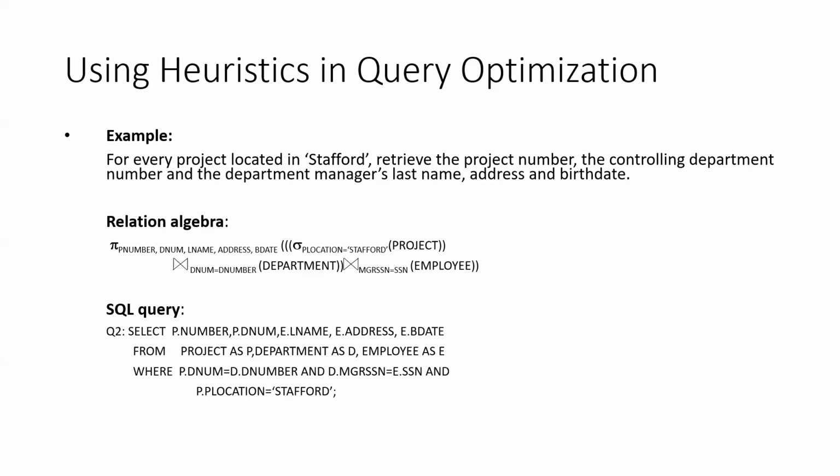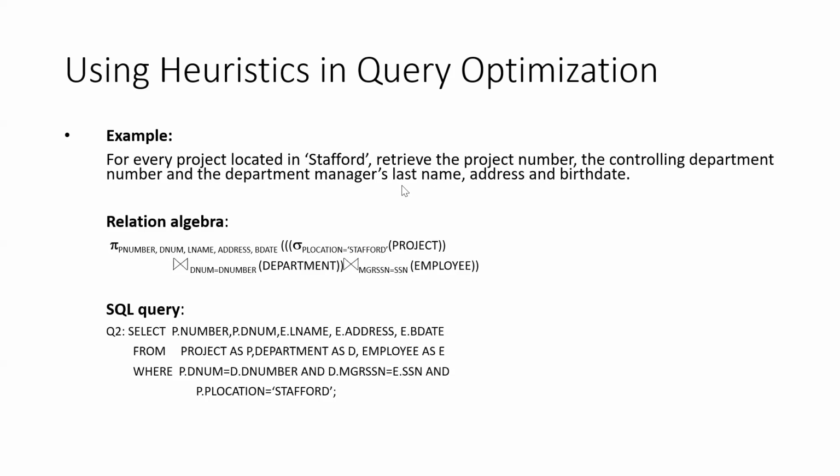Let's say you are asked to find every project located in Stafford, retrieving the project number, the controlling department number, and the department manager's details. Then the first thing is you can come up with a SQL query for this. You can notice that we have to combine three relations here: project, department, and employee. So we have two join conditions and one selection condition.